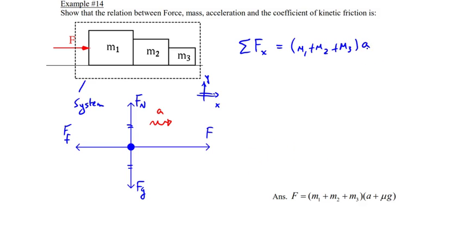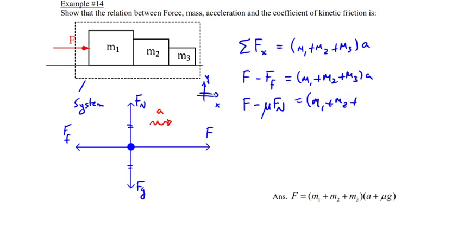And the only forces that are acting along the x-axis when we look at the whole system would be F, and then we have the opposing force of friction. And that friction is a combined friction from all those three bodies. That's equal to (m1 + m2 + m3) times a. And now we need to rewrite friction. We're going to replace that with mu times Fn.